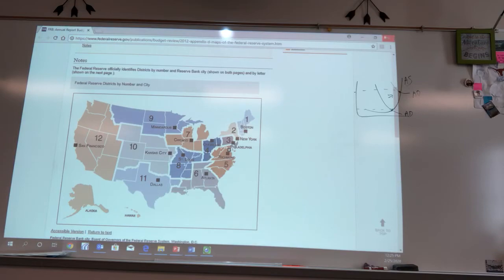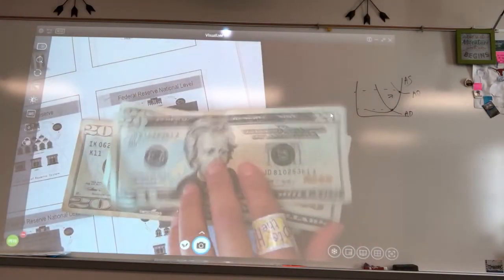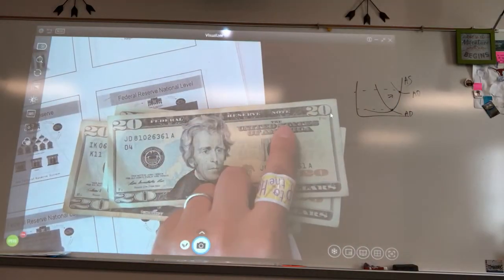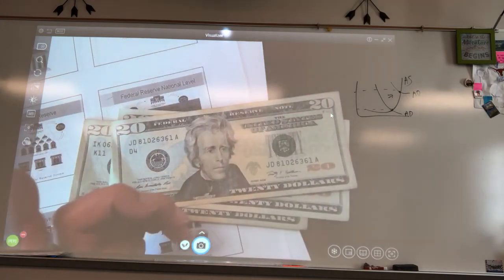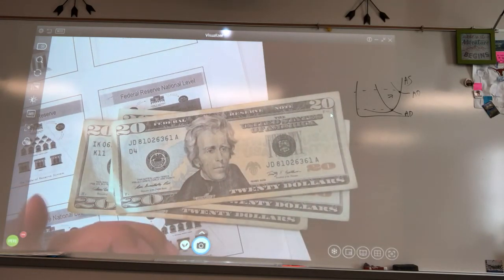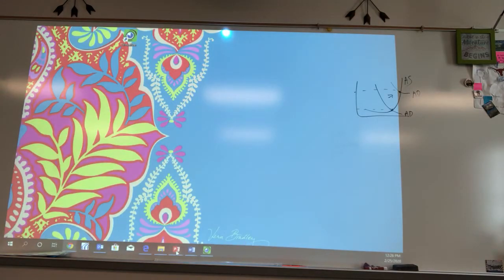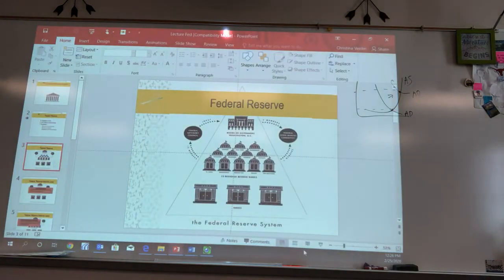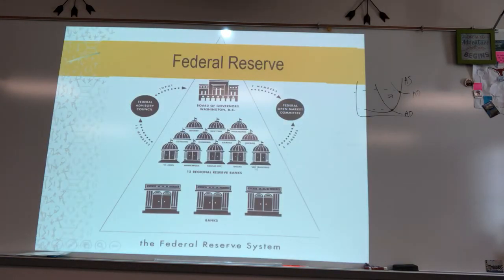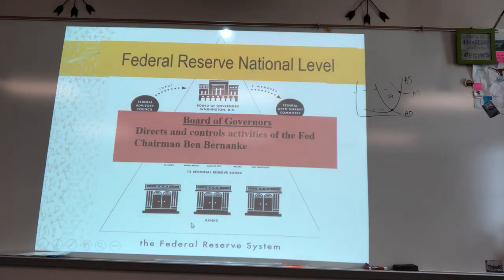So if we look back at our money, do y'all see how it says Federal Reserve Note? And this is one of the things that the Fed does, is they produce our paper money. They all originate at different banks. And so, let me go back to this. That is what these regional banks do. They produce this money, and they also then look at the other banks to make sure that they're operating safely.